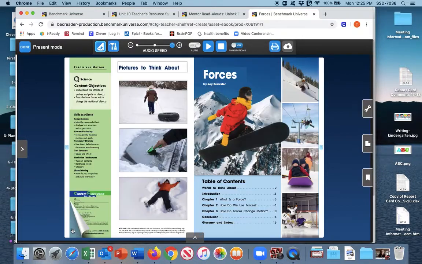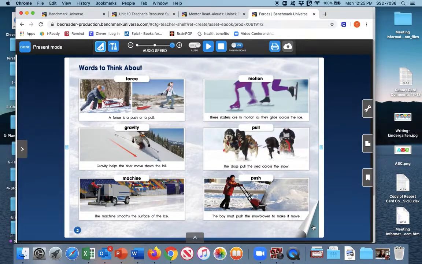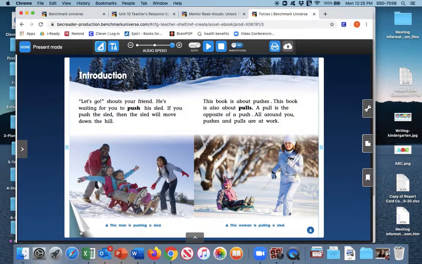If I look back at the table of contents on the next part, it says introduction. So the introduction is going to be on page 4. And I can see here that chapter 1, what is a force, is on page 6. So if I turn to those pages, I should see that. And here we have on page 4, the introduction page. This gives a brief introduction as to what you're going to be learning about.